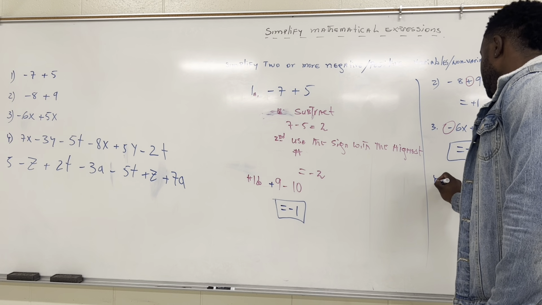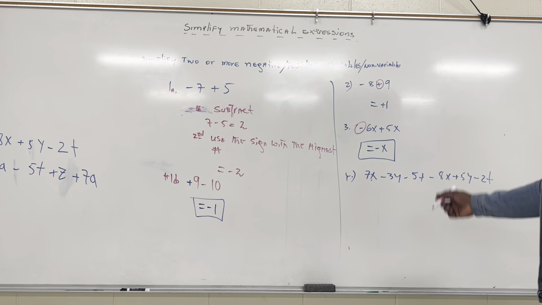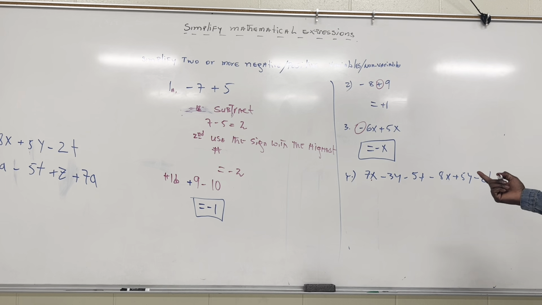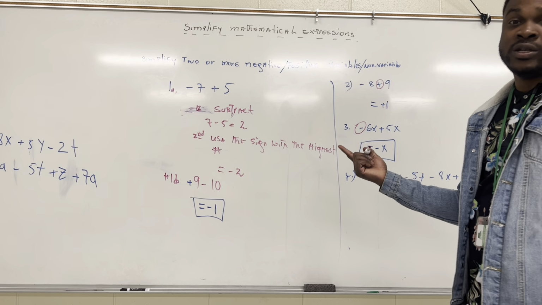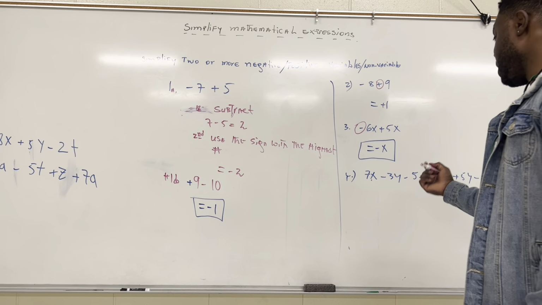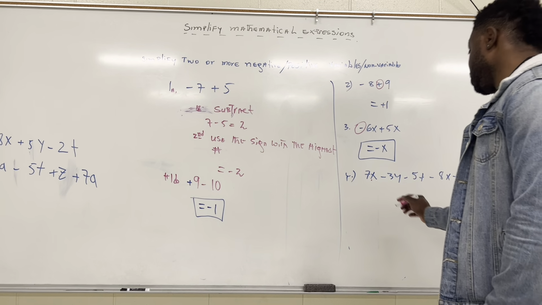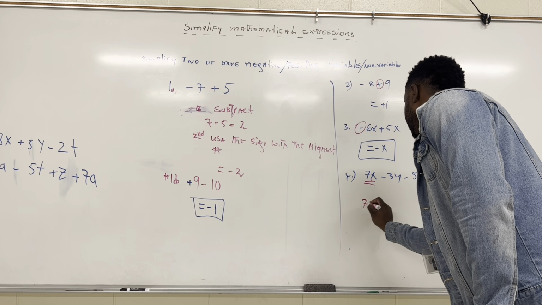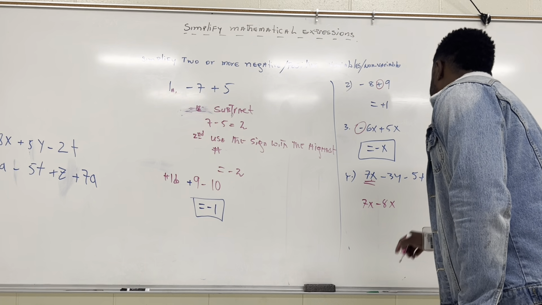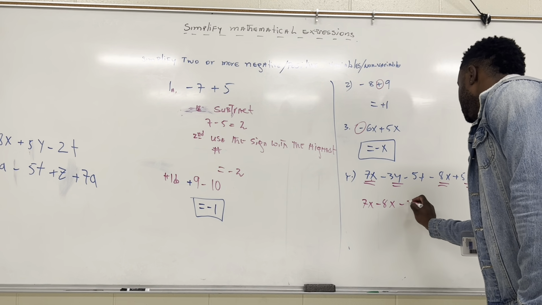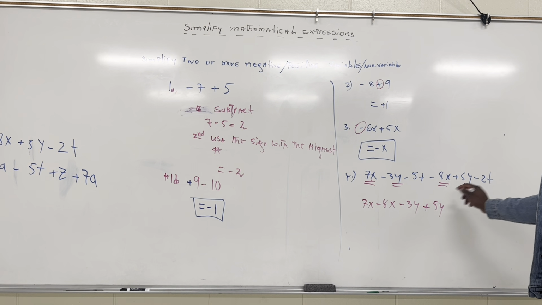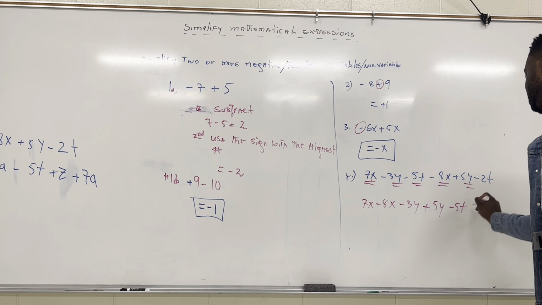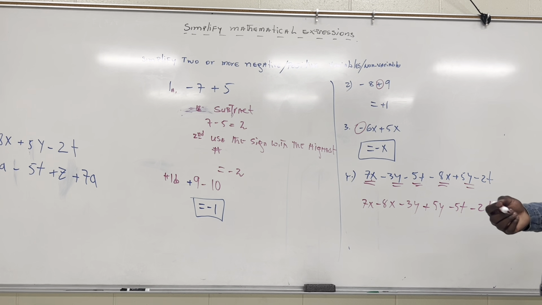So meaning that the answer is negative. So let's do number 4, which is 7x minus 3y minus 5t minus 8x plus 5y, and then minus 2t. What we do is combine the like terms, what we did when we simplified with negative numbers. The like terms over here are x: 7x and then minus 8x. Then y: minus 3y and then plus 5y. And after that we have t: -5t and then -2t. So we just combine the like terms.